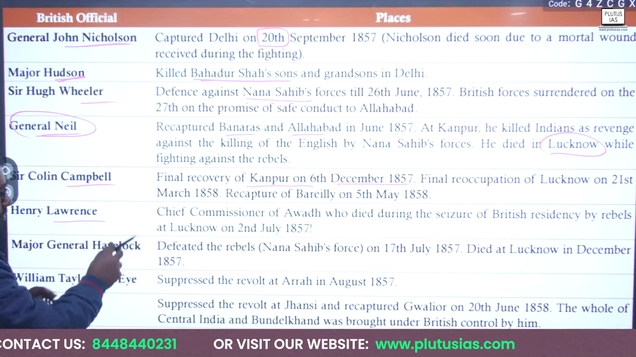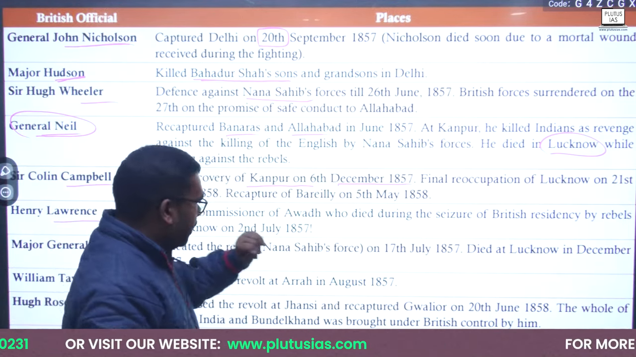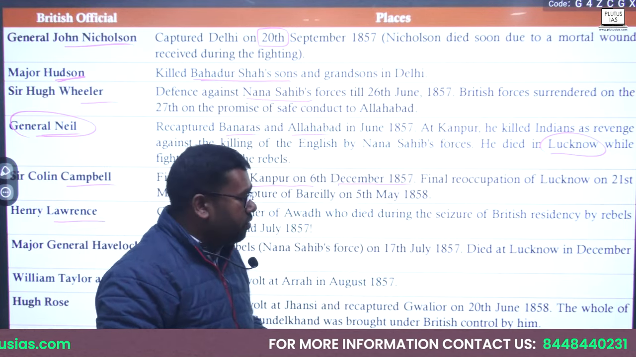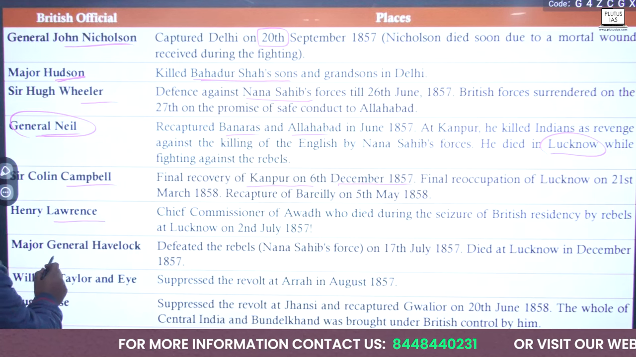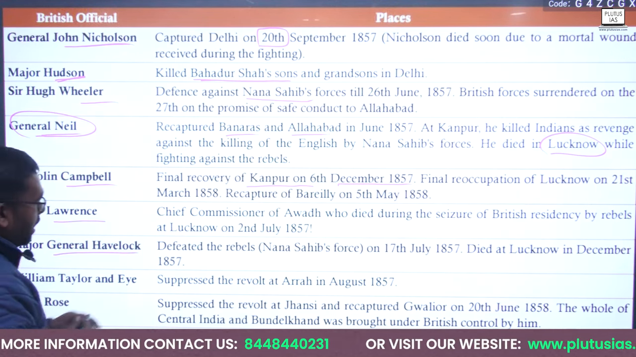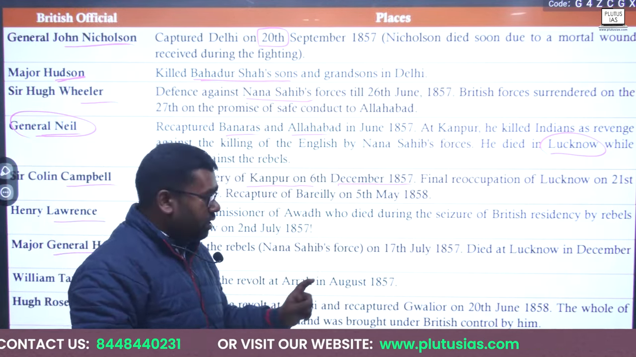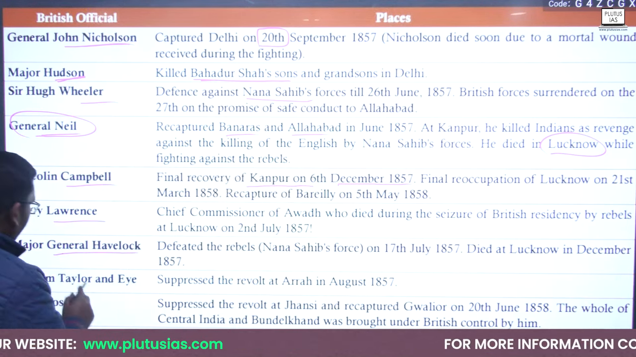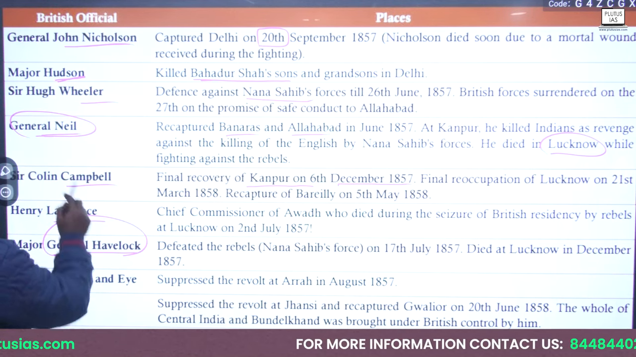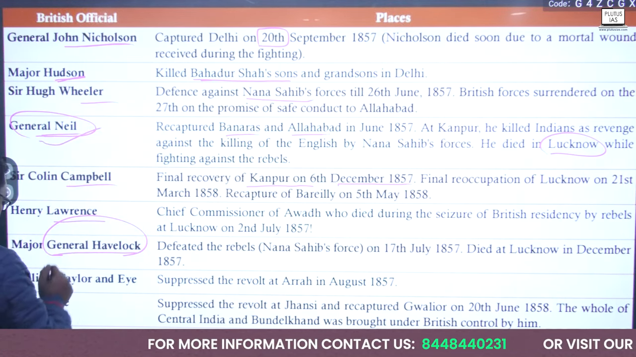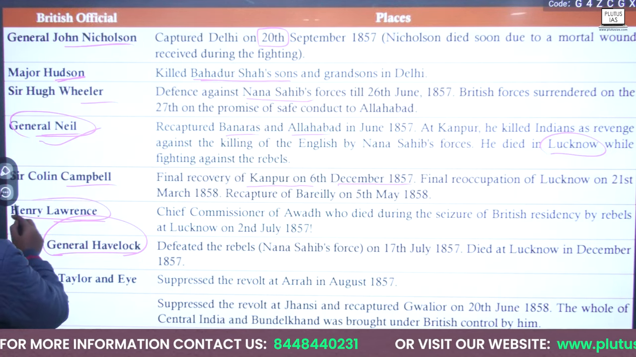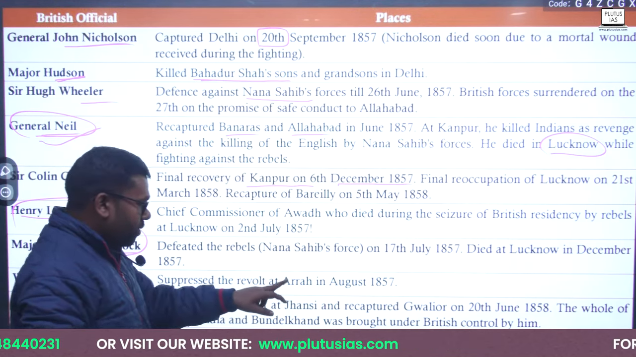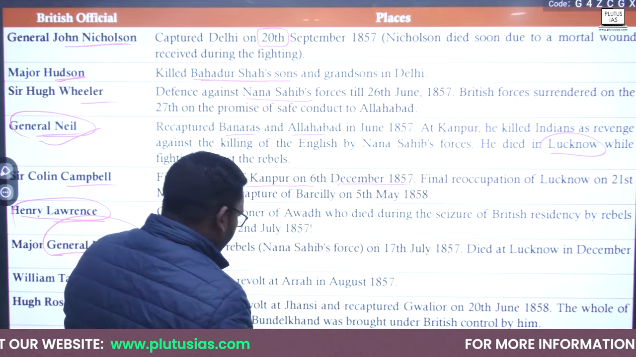Henry Lawrence, he was killed in that house in Lucknow, ठीक है. So he was the chief commissioner of Awadh who died during the siege of this Lucknow region, है ना. Then we have General Havelock, he had defeated the rebels, Nana Sahib's force, and then he died in Lucknow. So ये देखो कौन-कौन मर रहे हैं. One is General Havelock, General Neil, and then we have Henry Lawrence. These are the people who died in the battle. William Taylor suppressed the revolt at Arrah, Kunwar Singh के जो भाई लड़ रहे थे.